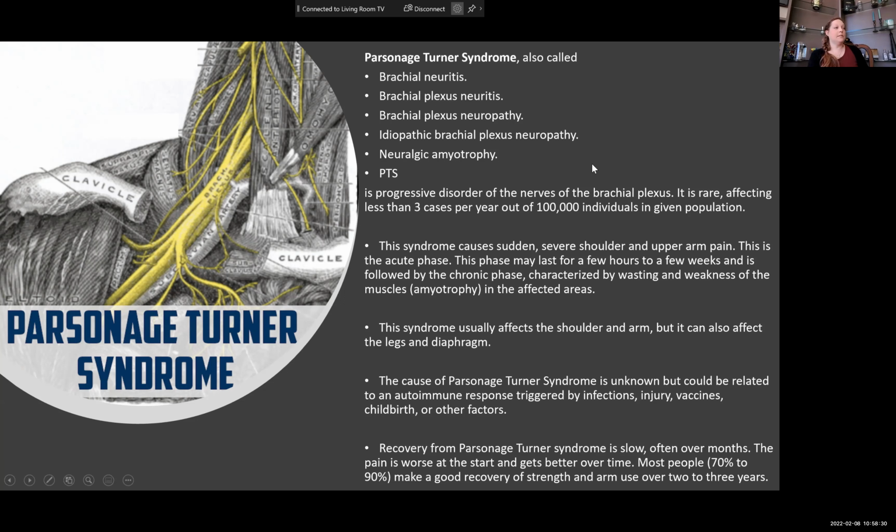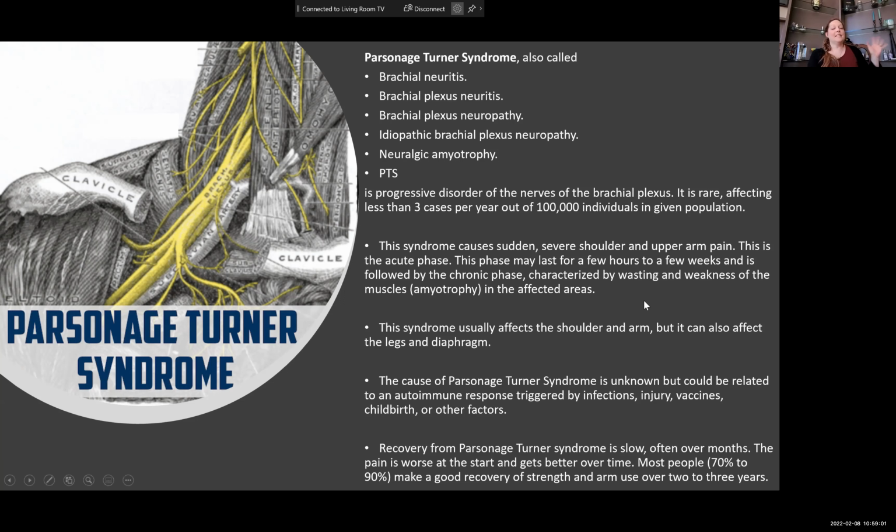So it's a progressive nerve disorder of the brachial plexus. What does progressive mean? It keeps getting worse, or keeps moving along, keeps progressing. And it's rare: you get 3 cases out of every 100,000 individuals per year. And get this, it's 3 young males to 2 everybody else. So I need to go buy a lottery ticket or 50, because it's weird that I got it.